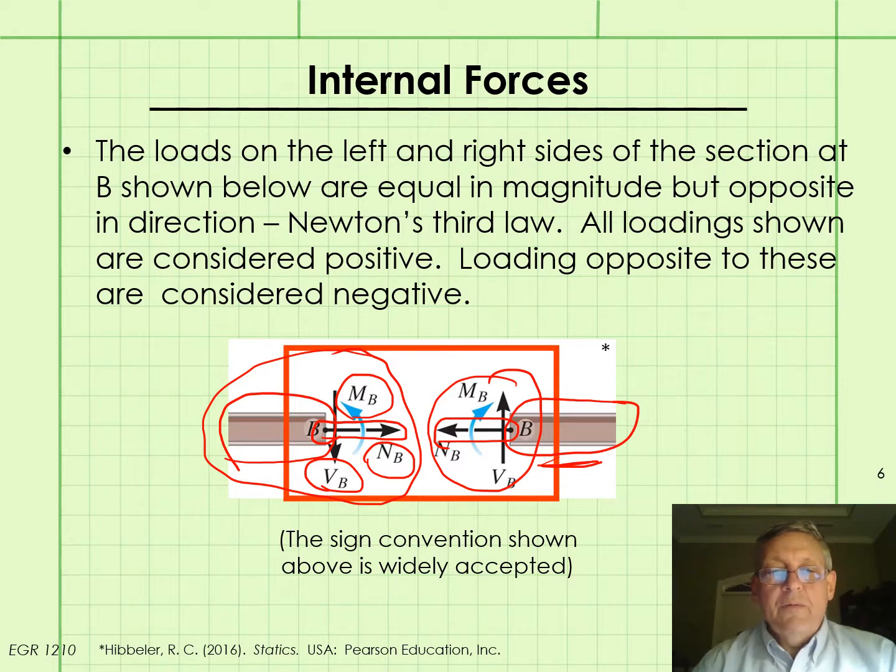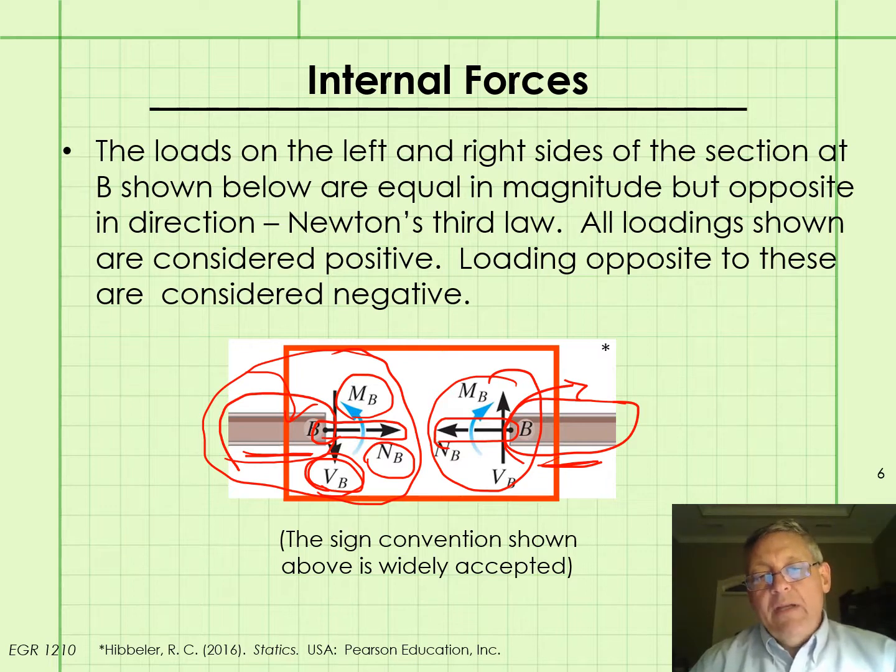Okay, let's look at the shear force. A shear force that tends to rotate the beam segment clockwise is considered positive. So for the segment on the left side of the cut, a downward shear force tends to rotate the beam clockwise. And for the beam segment on the right side of the cut, an upward shear force tends to rotate the beam clockwise. So those are both considered positive.